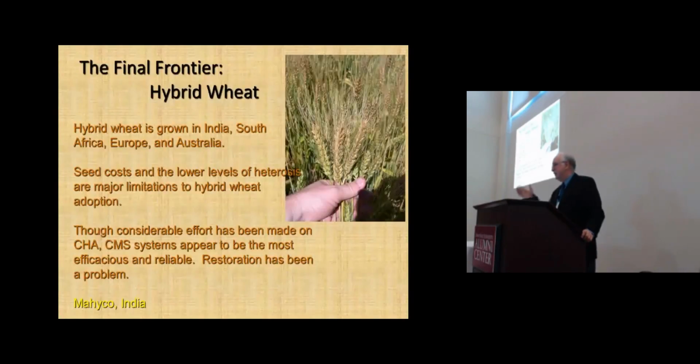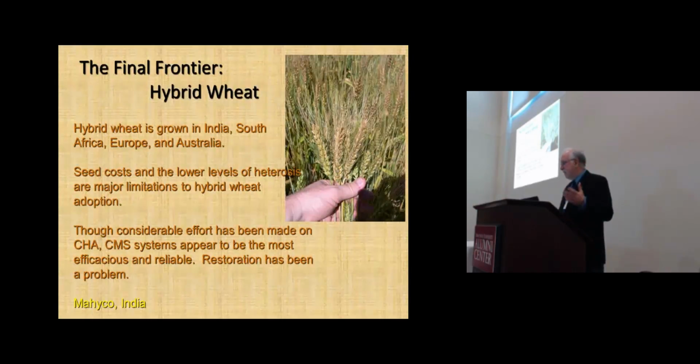Now, the final frontier, if you're thinking about what's going on in the future, is hybrid wheat. And this is the slide that never goes out of date. Hybrid wheat is always around the corner. You could have used it 20 years ago, 10 years ago, this year. I think we're getting closer. Hopefully we're getting better. It actually is being grown in India, South Africa, Europe, and Australia.